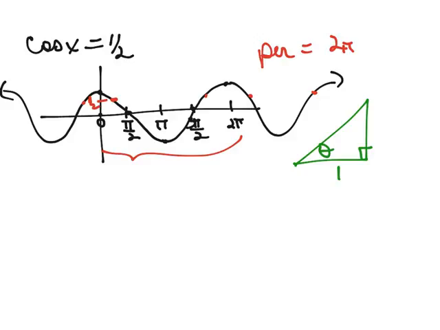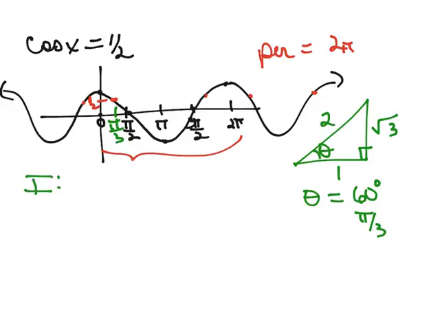Cosine is equal to adjacent over hypotenuse. By the Pythagorean theorem, this side would be the square root of 3, and so I can recognize that that triangle, theta, has to be equal to 60 degrees, which in radians is equal to pi over 3. So this value, where cosine is equal to 1/2, is pi over 3. And that's my first quadrant answer, pi over 3.